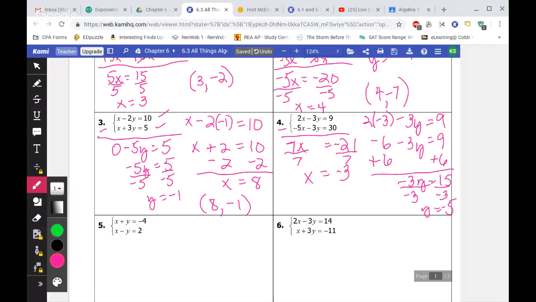So if we were to graph these two equations on a graph, the point at which they would intersect is -3, -5. So the solution to this system of equations is -3, -5.